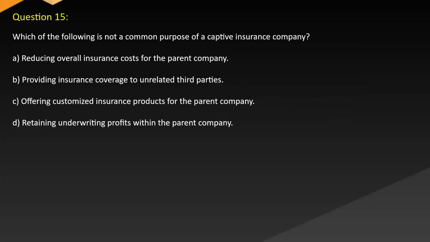Question 15. Which of the following is not a common purpose of a captive insurance company? A. Reducing overall insurance costs for the parent company. B. Providing insurance coverage to unrelated third parties. C. Offering customized insurance products for the parent company. D. Retaining underwriting profits within the parent company.